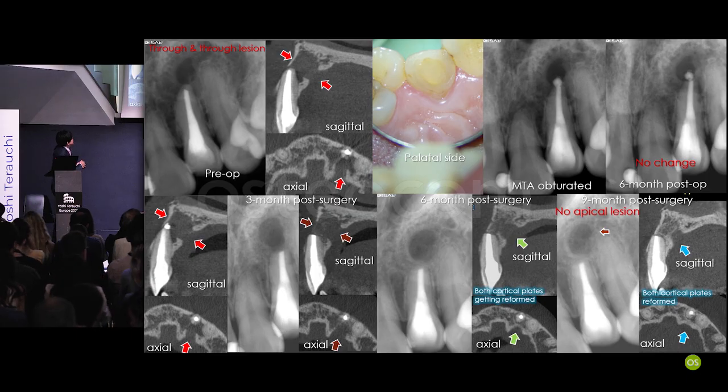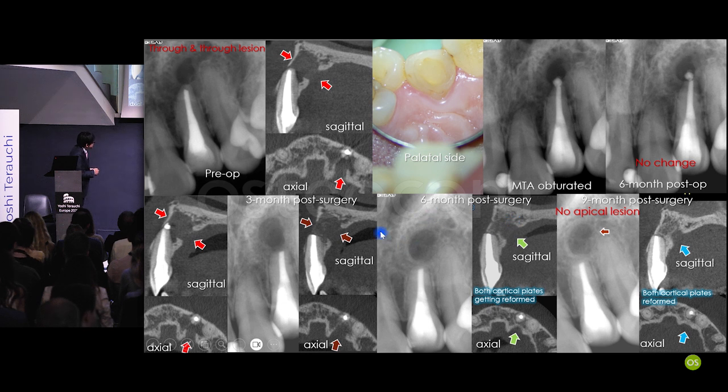Another case, you see the big lesion, through and through. And you see the cortical plate on the lingual side completely gone. I did non-surgical retreatment. This is MTA, but nothing happened because of the through and through lesion. What I did was I did surgery with bone augmentation.